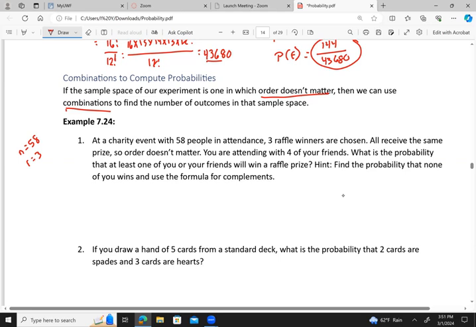You are attending with 4 of your friends. What is the probability that at least one of you or your friends will win a raffle prize? And then it gives a hint: find the probability that none of you wins and use the formula for complements. So if you remember, the probability of E is equal to 1 minus the probability of the complement of E.